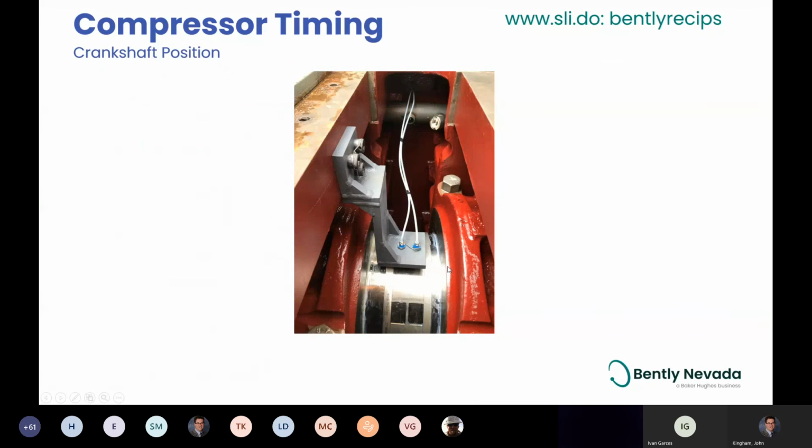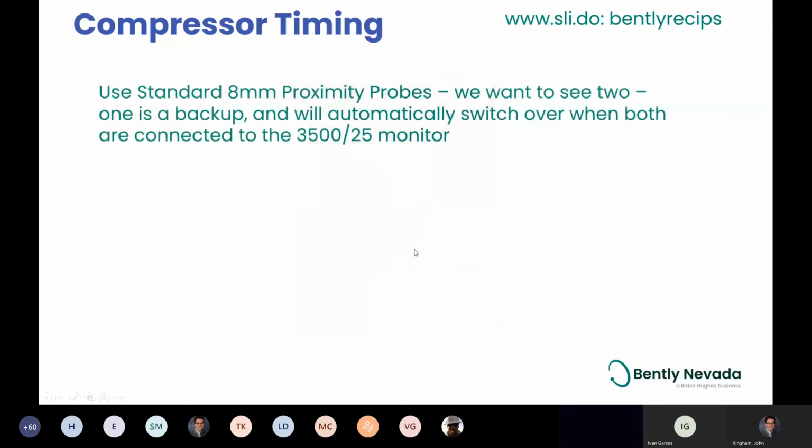Here's an example of a band that has been installed on a compressor, and it's not an offset band. We know it's not an offset band because these prox probes are in line with each other. And both of those prox probes will be active. We use standard 8mm prox probes, and we want to see two. One will be the backup, and we'll automatically switch over when they're both connected to the 3500/25 monitor.